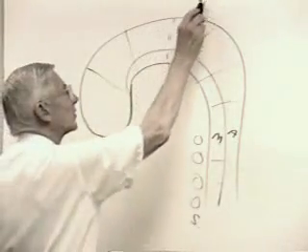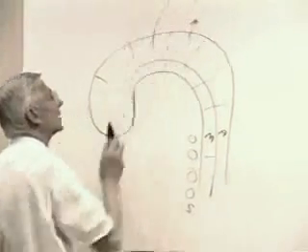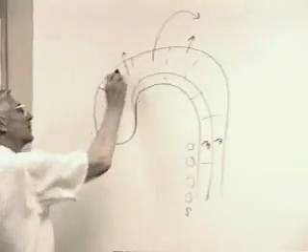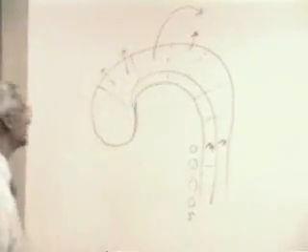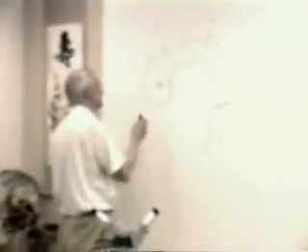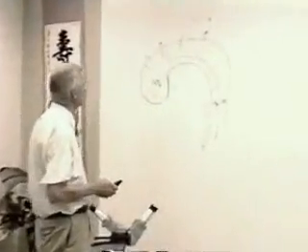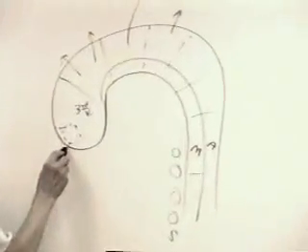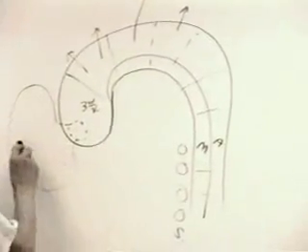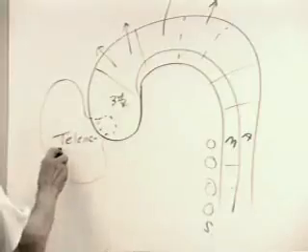The flocculonodular lobe develops from the middle hindbrain. The rest of the cerebellum develops from the anterior hindbrain. The inferior and superior colliculi develop from the midbrain. The region of the third ventricle develops as the diencephalon. And then laterally, the protrusions out, like Mickey Mouse ears, are the telencephalon, in relation to each of the lateral ventricles.